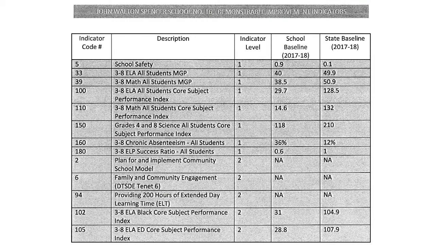And then I want to talk to you about code number 94. If you can look at code number 94, that one description is providing 200 hours of extended day learning time. This one is not the extended day learning model that you're thinking of, where we would have a before or after school. With this particular one, we're looking to do little short bursts of programming and academic support for our students on off-peak seasons.